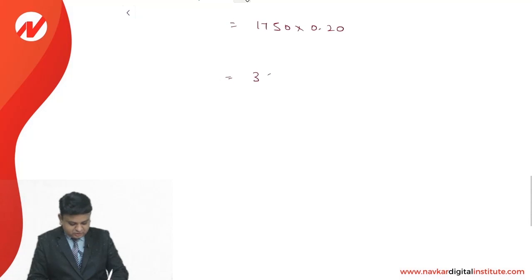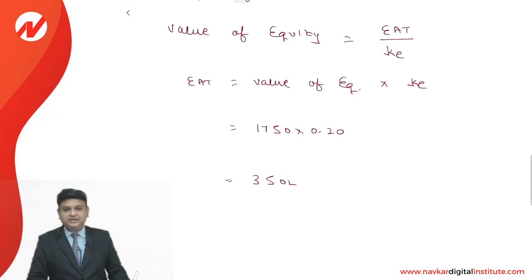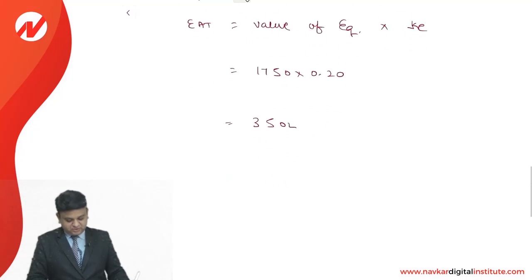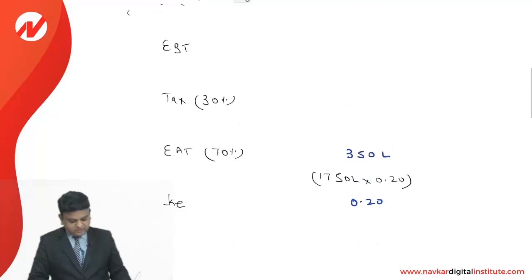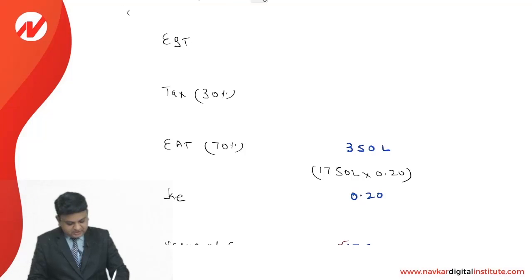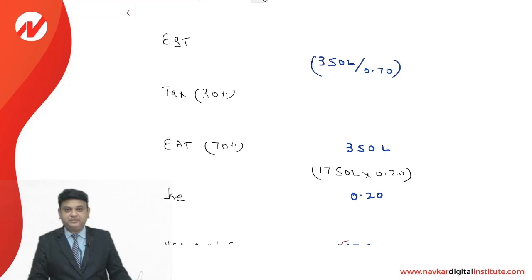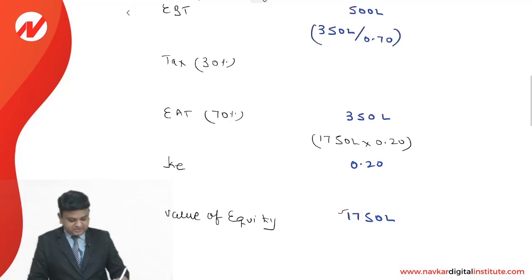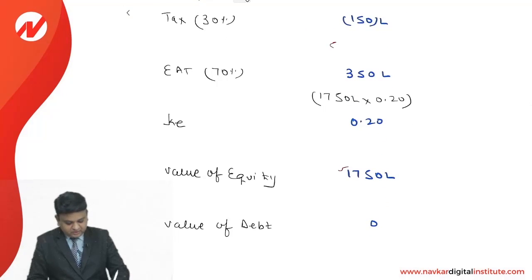On a safer side, I was cross verifying. Income tax rate is given to us as 30%. So we can compute the earning before taxes like this. It is earning after taxes 350 lakhs divided by 0.70, because income tax rate is 30%. So 350 divided by 0.7, that comes to 500 lakhs. Tax at 30% comes to 150 lakhs. This is the way we are required to compute the answer.